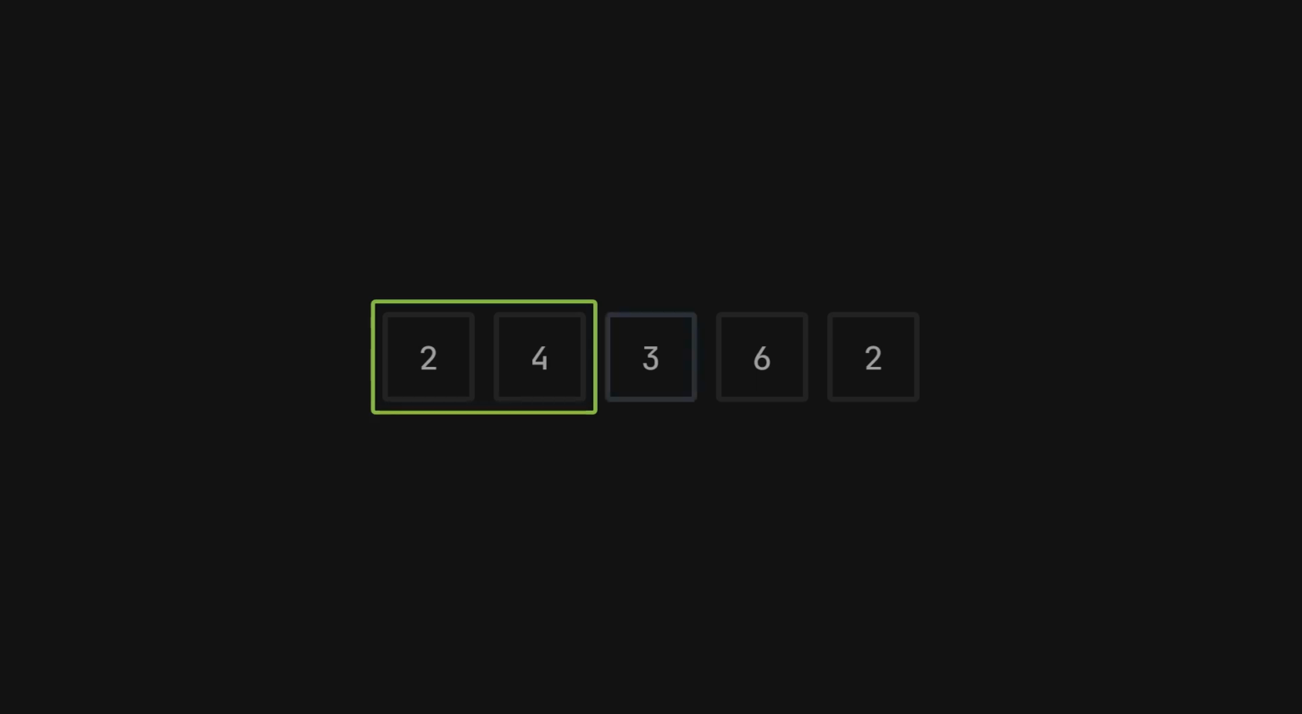We now take a look at 3 and 4. We swap them since 3 is smaller than 4. We then have to check if everything within the green line is still sorted. We do this by checking if 3 is smaller than 2. Since it's not, we don't swap and extend the green outline.